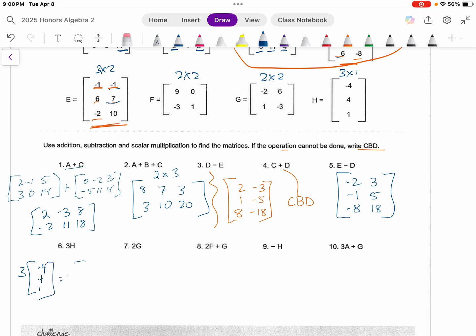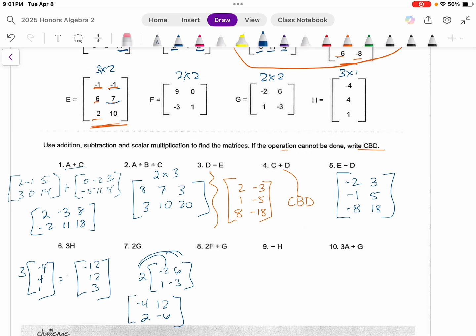And so that would be -12, 12, and 3. 2 times G, so 2 times this matrix. So I got to distribute that 2 into everything. So -4, 12, 2, -6. I know I'm going quick, but again, right now it's really easy math.